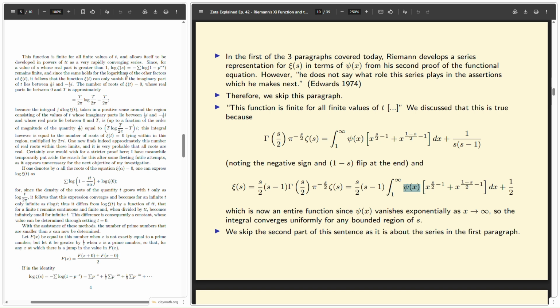Okay, and then I will mostly skip the second part of the sentence, so we're almost going sentence by sentence here. It says it allows itself to be developed in powers of tt as a very rapidly converging series. Riemann does something interesting where he refers to the square by just writing a variable twice. So in particular, he really means t squared right here, but he just writes tt. Similarly, later on in the video, we'll see he writes tt over alpha alpha, which just means t squared over alpha squared. Okay, but I'm going to skip this part of the sentence. Okay, so next.